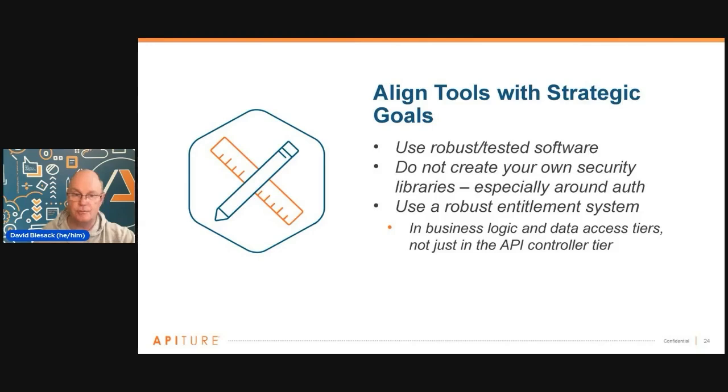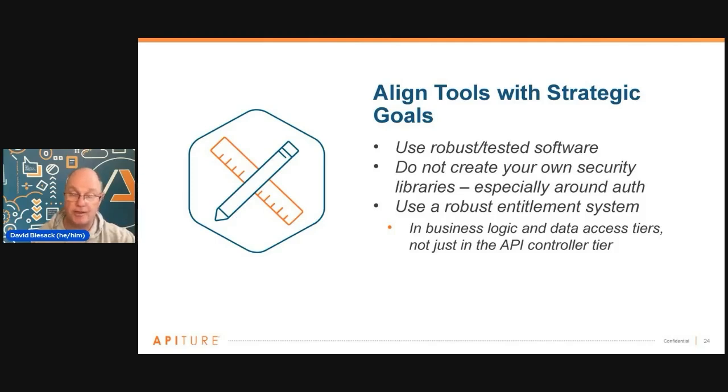Second is to, again, align those tools with strategic goals. That basically means, and tools is a very broad term here, but try to always use robust and tested software. And the second bullet item is what's very critical here: don't create your own security libraries, especially around auth. Use well-tested, robust, hardened libraries and other software for those types of things. Find a trusted partner and then work with them.